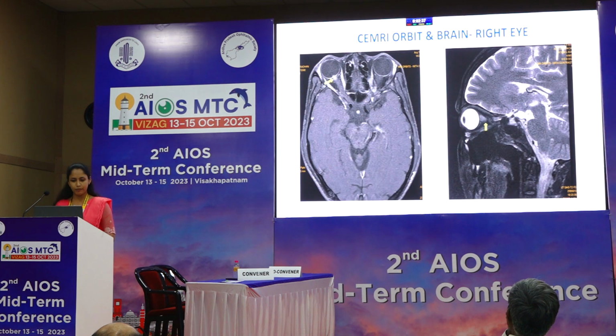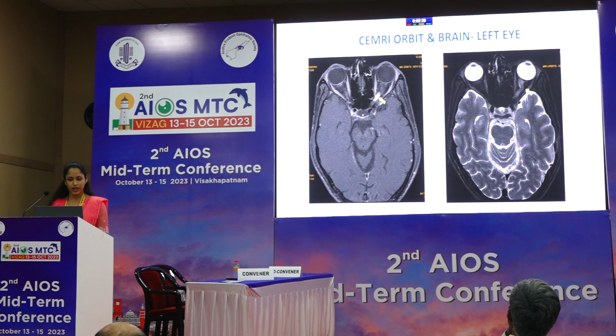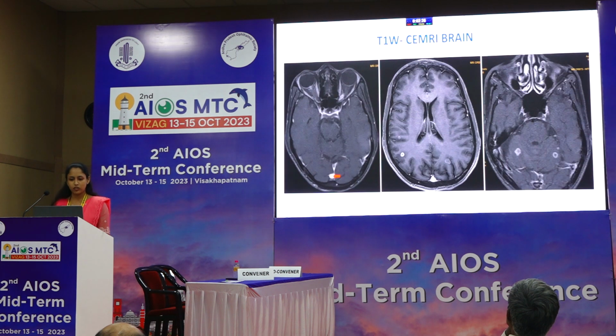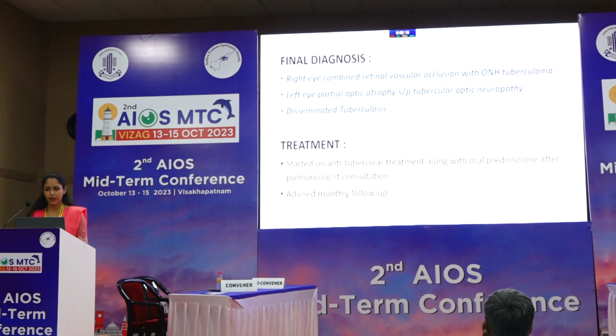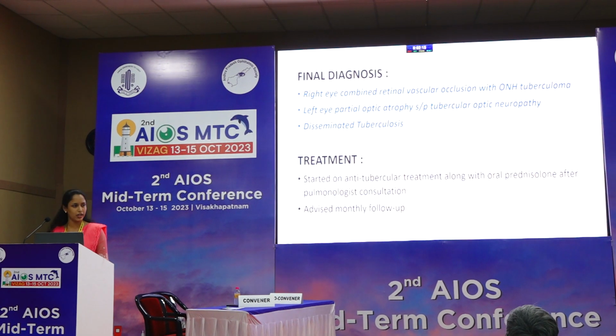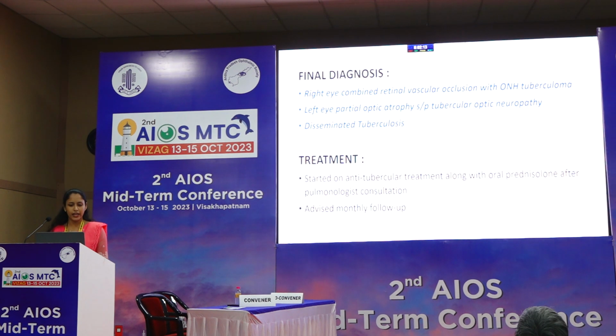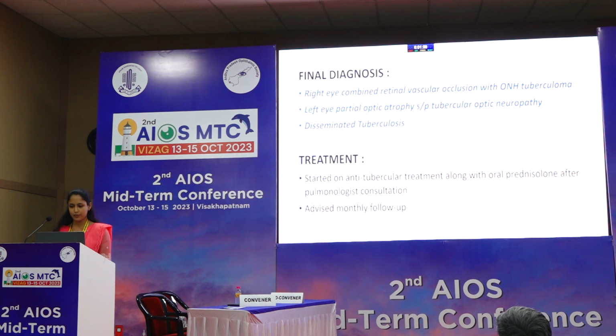On contrast-enhanced MRI of the brain and orbit, there is an ill-defined heterogeneous enhancing lesion at the optic nerve head. In the left eye also, there is a well-defined lesion at the apex of the orbit. On CE-MRI brain, there are multiple ring-enhancing lesions of various sizes suggestive of tuberculoma after clinical correlation. With this, we came to a final diagnosis of right eye combined retinal vascular occlusion with optic nerve head tuberculoma, and left eye partial optic atrophy secondary to tubercular optic neuropathy with disseminated tuberculosis. The patient was started on anti-tubercular treatment with oral prednisolone after pulmonologist consultation and was advised monthly follow-up.